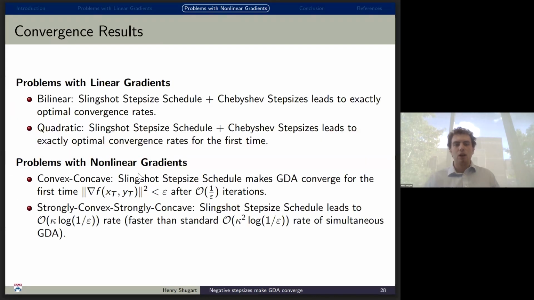And so now to summarize some of the results about convergence that I've just showed you, for problems with linear gradients in both the bilinear and quadratic settings, we get exactly optimal convergence rates. And in the quadratic setting, this is for the first time. In problems with nonlinear gradients, so in convex concave problems, we get convergence for the first time, and we get it at a standard rate, nothing flashy, but also not terrible. And then in the strongly convex, strongly concave setting, we improve the convergence results for GDA, improving to the optimal rate.